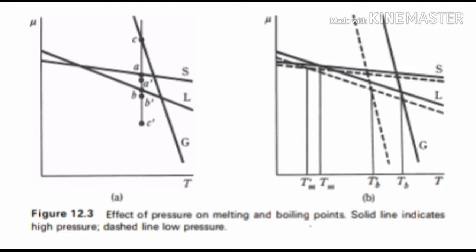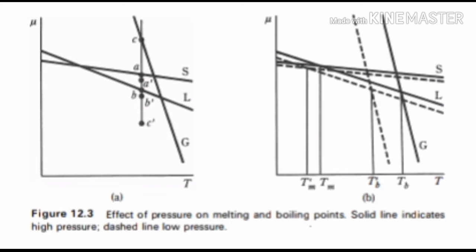Figure 12.3b shows that both equilibrium temperatures, that is, the intersection points, have shifted. The shift in the melting point is small, while the shift in the boiling point is relatively large. The melting point shift has been exaggerated for emphasis. It is actually very small. The decrease in boiling point of a liquid with decrease in pressure is neatly illustrated.